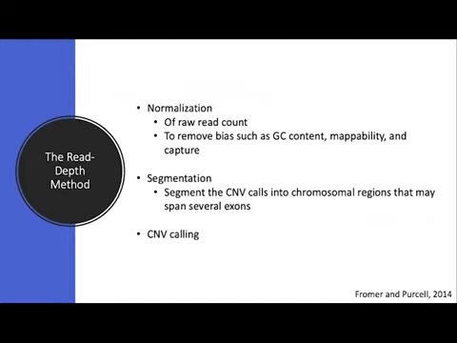The read depth algorithms that I reviewed used a 3-step process. First, the normalization of raw read count to account for biases like I listed. Second, segmentation of read count signal. Some algorithms use chromosomal windows of fixed length, while others adjust segmentation for confidence in calls, which impacts the concordance between callers. And thirdly, they call copy number from likelihood ratios.